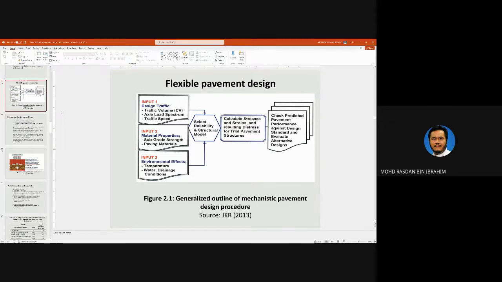Okay, and then you need the strength of the subgrade, strength of the paving materials, temperature and water and also drainage conditions. So all these inputs will be used to model the type of pavement and the thickness of the pavement that you need. So that will also be used to calculate the stress, strains, and so on and so forth.